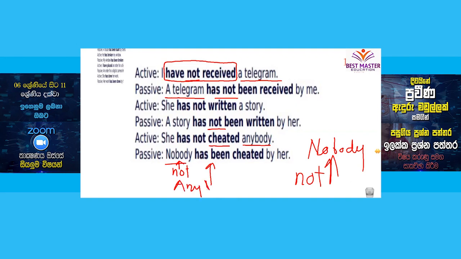anybody. Anybody has not been like that. But normally, anybody changes into nobody in a negative sentence.